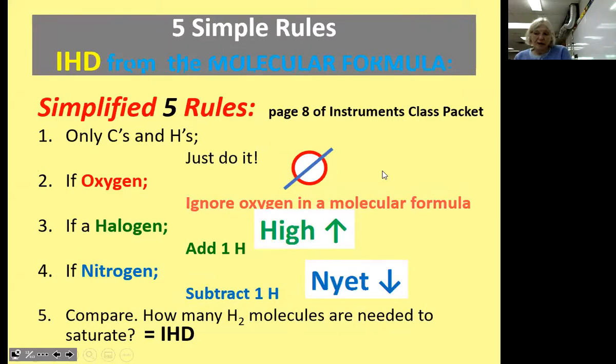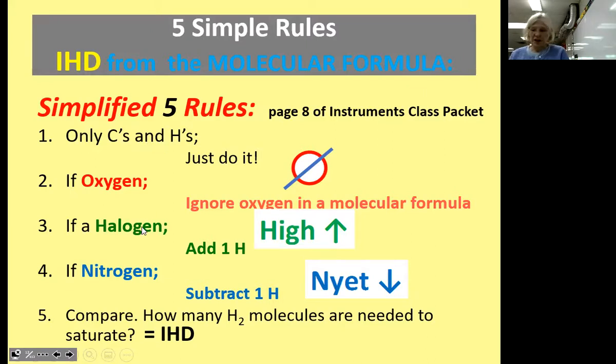Here are the rules simplified for you, another yellow slide, so you have this information in front of you. Five simplified rules. If the given formula only has C's and H's, just do it. Just look at how many double or triple bonds or rings you have to break to determine saturation. If there's an oxygen in the given molecular formula, ignore it.